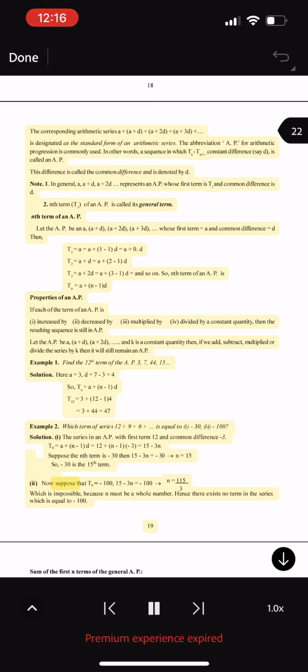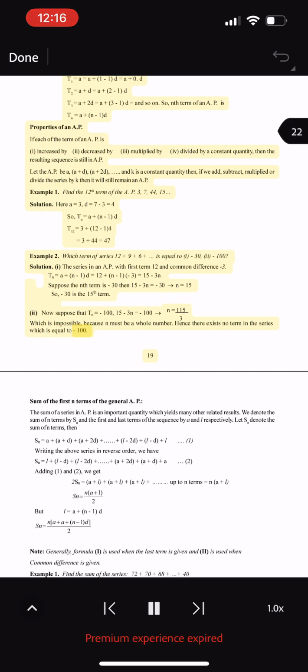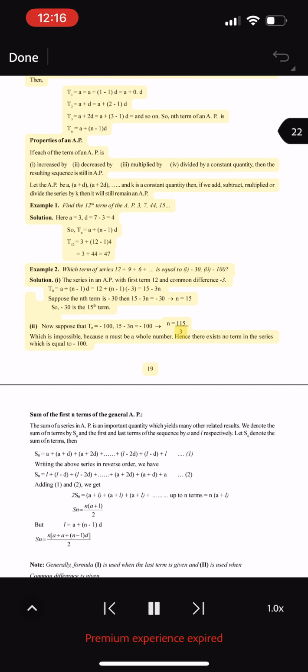(ii) Now suppose that tn equals 100, then 15 minus 3n equals 100, which is impossible, because n must be a whole number. Hence there exists no term in the series which is equal to 100, since n equals minus 85/3.